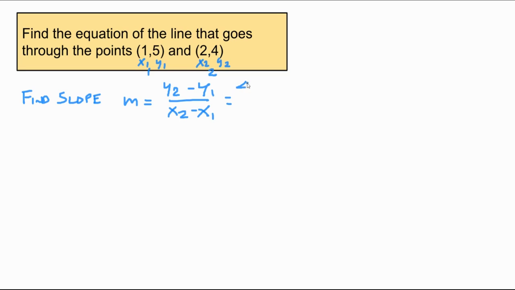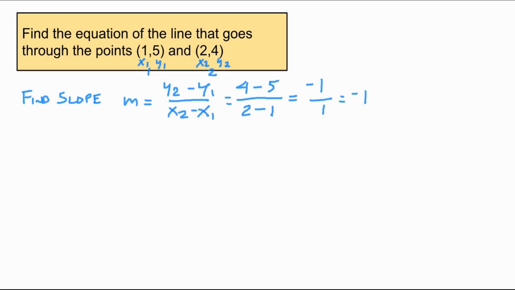y2 is equal to 4. Then we're going to subtract y1, which is 5. On the bottom of our fraction, x2 is 2. We subtract x1, which is 1. Now let's simplify. 4 minus 5 is negative 1. 2 minus 1 is positive 1. So we have the fraction negative 1 over 1, which is equal to negative 1. That's our slope, or m.